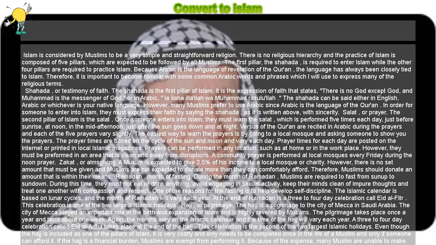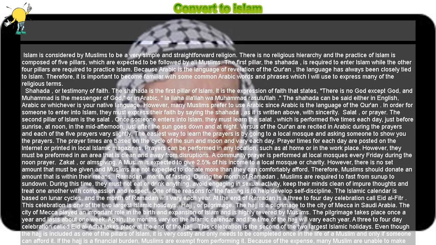Convert to Islam. Islam is considered by Muslims to be a very simple and straightforward religion. There is no religious hierarchy, and the practice of Islam is composed of 5 pillars, which are expected to be followed by all Muslims. The first pillar, the shahada, is required to enter Islam, while the other 4 pillars are required to practice Islam.